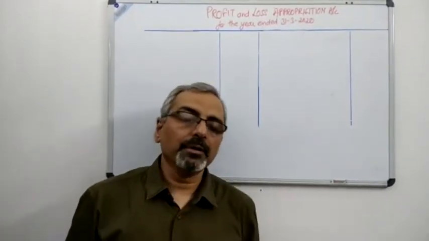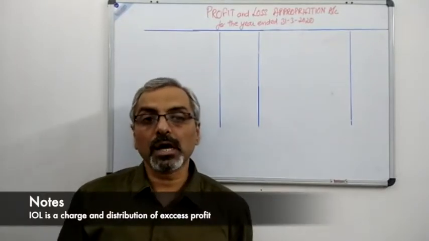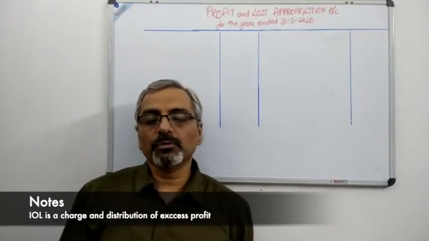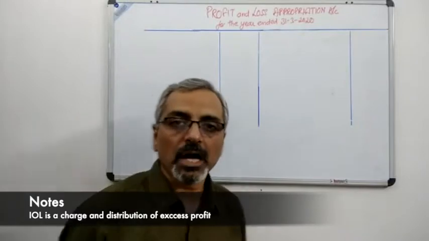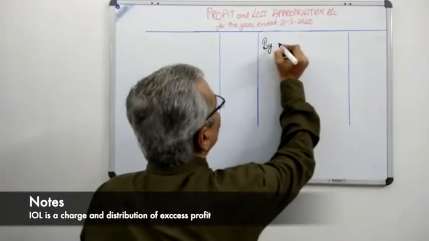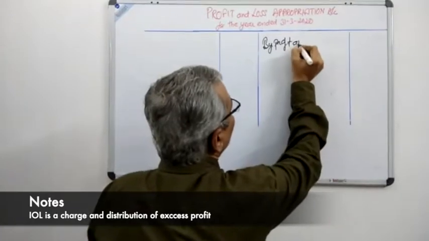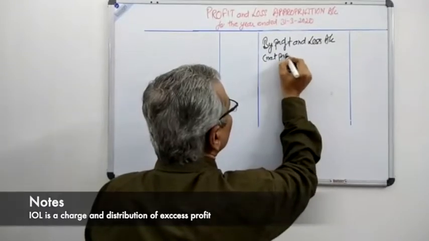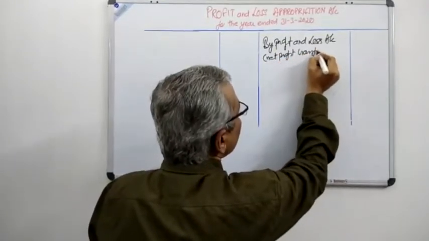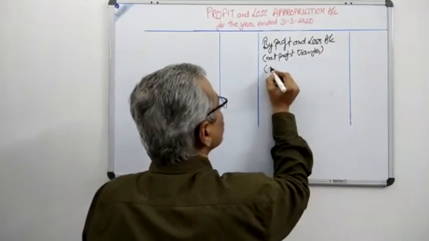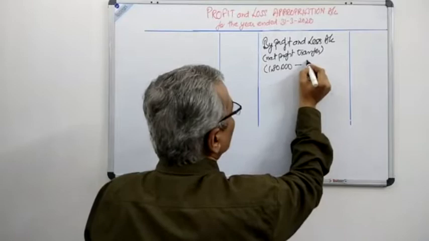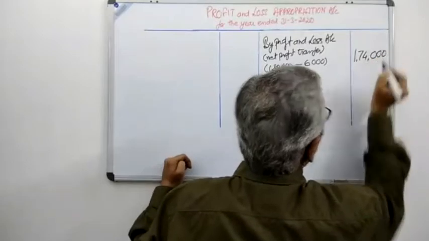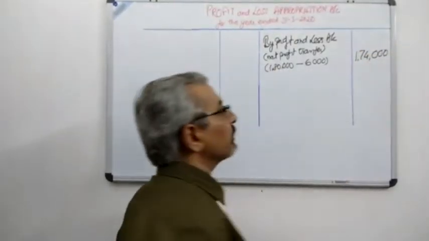Why this is done? Please understand that interest on loan is a charge against profit and not an appropriation against profit, and that is the reason why 6,000 should be first deducted and then it should be transferred. Let us start with the first entry. We'll have over here by profit and loss account, net profit transfer, and here it's very important to show this calculation 1,80,000 minus 6,000. So the figure which we are taking is 1,74,000.